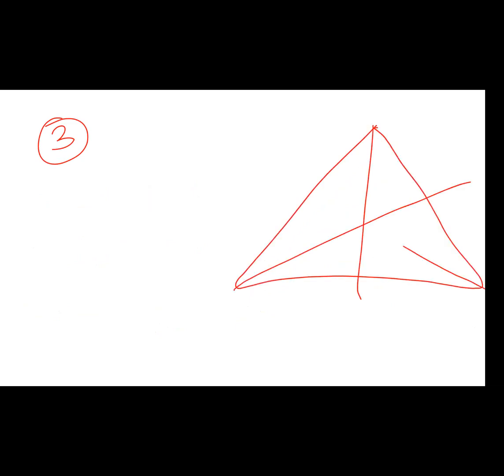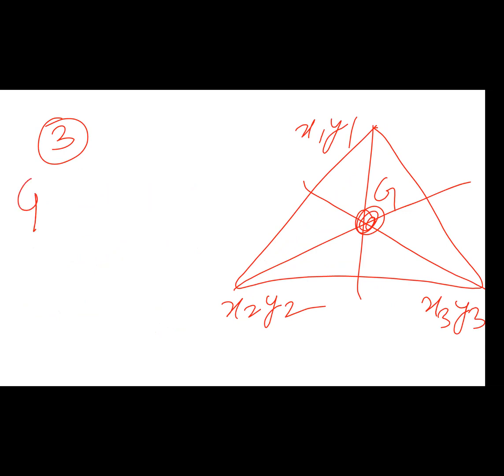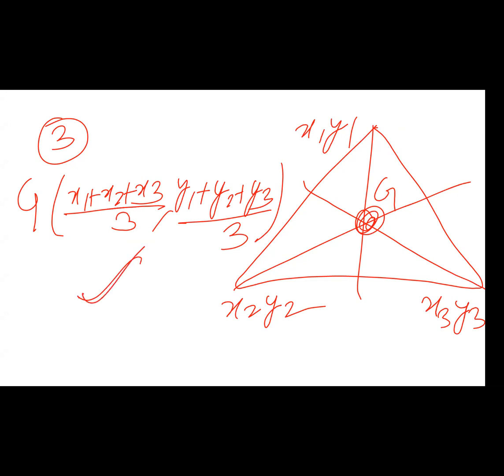Third point, centroid. This is first median, second median, this is third median, and this one is centroid, denoted by G. This is x1, y1, this is x2, y2, and this is x3, y3. So the coordinate of centroid G is ((x1 plus x2 plus x3) by 3, (y1 plus y2 plus y3) by 3). This is the coordinate of centroid.